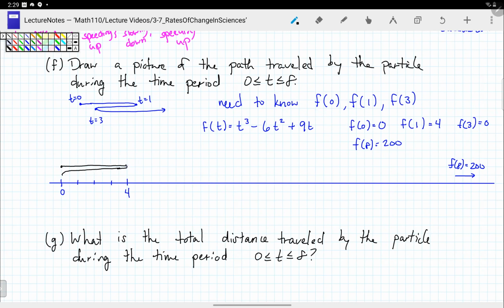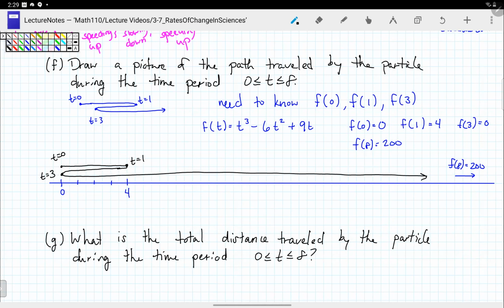And so this was at t equals 0. Here at t equals 1, I am turning around and traveling backwards, and then at t equals 3, I turn around again, and I move forward, and then I am moving forward forevermore.